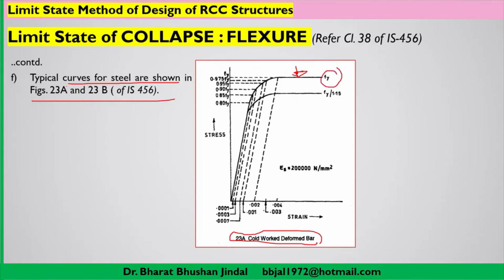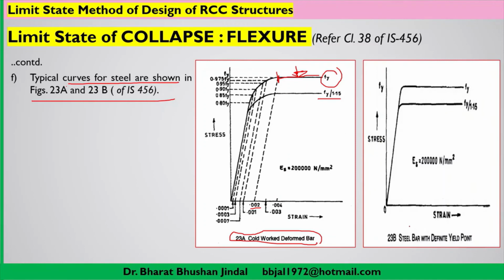You can understand here that 0.002 is the strain which we have taken as a proof strain, a proof stress according to 0.2%. So accordingly beyond this you will be considering that the graph is just like a straight line. So this is the yield strength of the steel. And for design purpose we are dividing this yield strength by the partial safety factor for material for steel, that is 1.15.